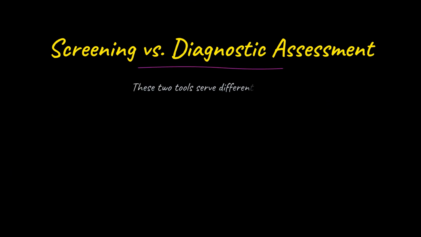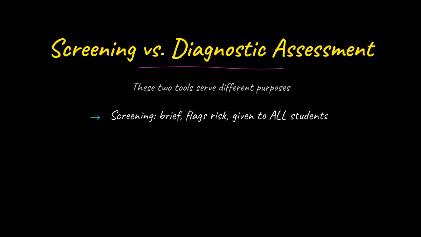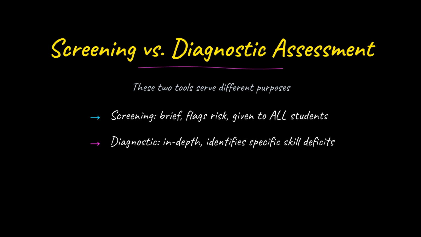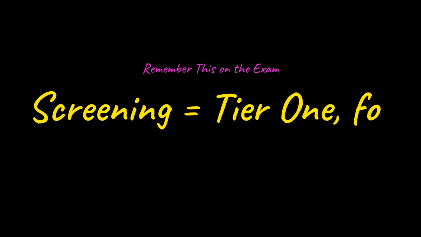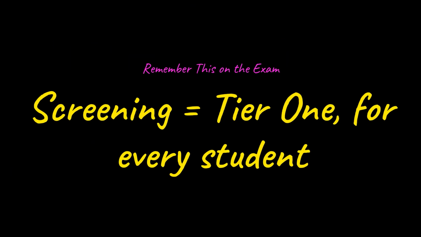A critical distinction is that screening is not the same as diagnostic assessment. A screening tool flags which students need a closer look. It does not diagnose a learning disability or pinpoint a specific deficit. Misusing a screening result as a diagnosis is a common exam trap. Finally, universal screening belongs firmly at Tier 1 because every student participates, not just those already struggling. The interventions that follow may be at Tier 2 or higher, but the screen itself is always a Tier 1 activity.